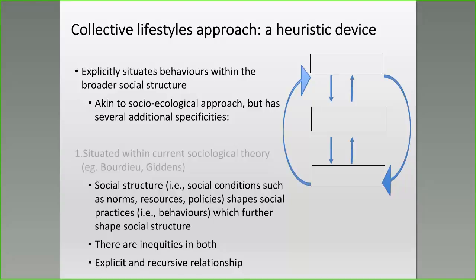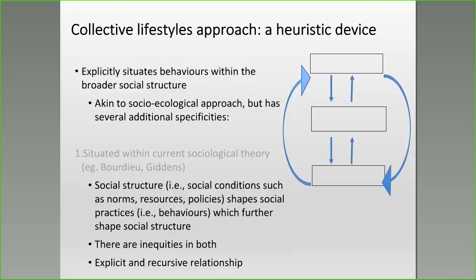So first, it moves away from individual level theories towards current sociological theory. There's something wrong with the diagram on the right, I apologize. It should say social structure. In the middle, the box should say social inequities in health, and the lower box should say agency.